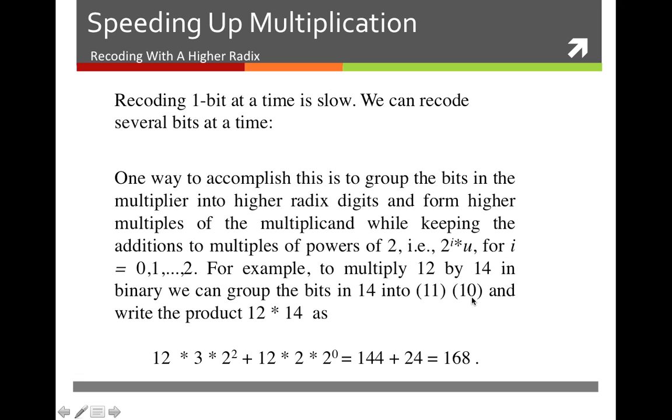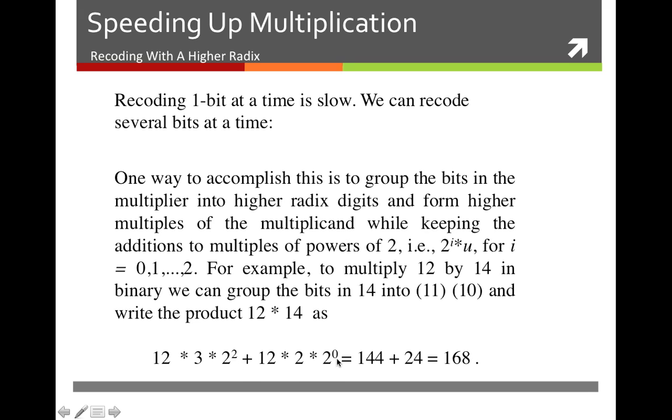So now you can decide how you're going to recode these numbers, as like this being 3, this being obviously 2, and you can decide how to represent this. Basically all this is saying is that if you were to look at the product 12 times 14, one way to look at this is to say, in radix 4, this is just equal to 12 times 3 times 2 squared, and then 12 times 2 times 2 to the 0. So you can see that 3 comes from here, and then the 2 comes from there.